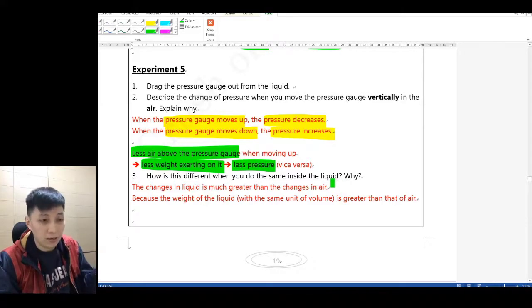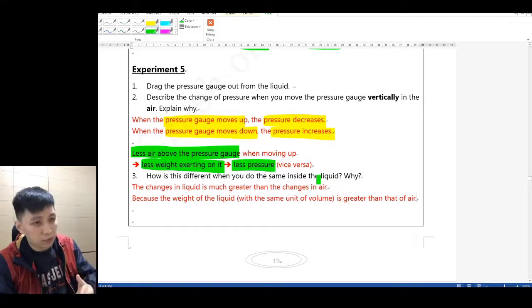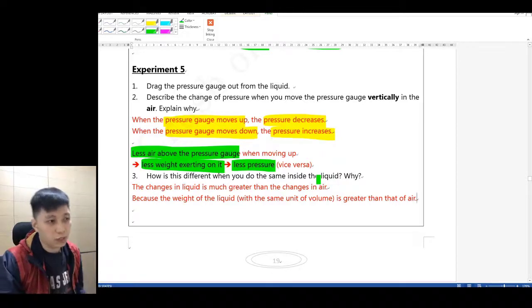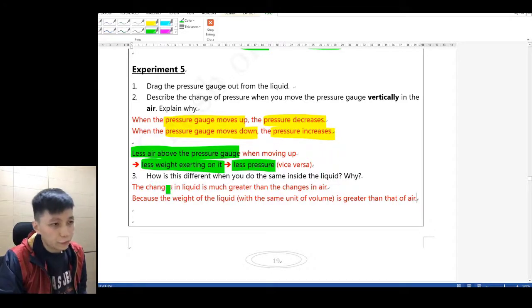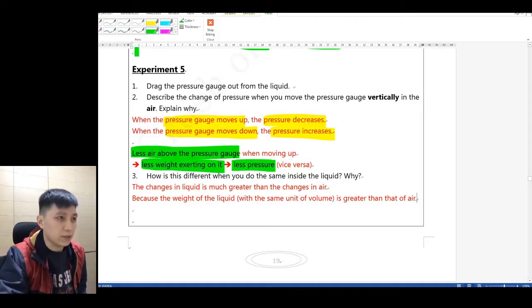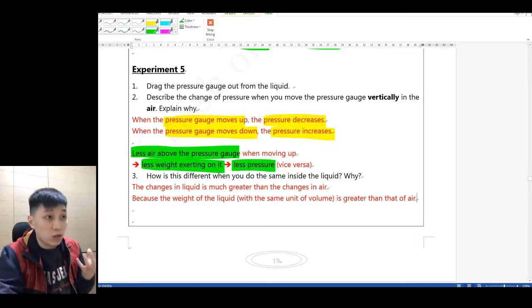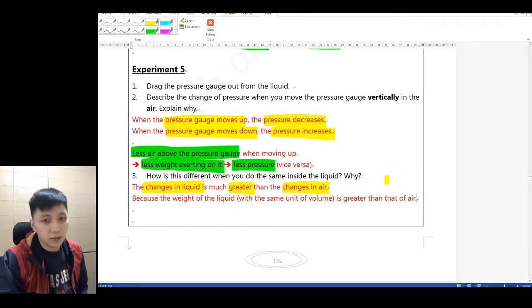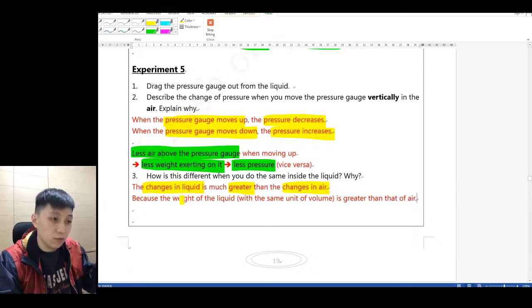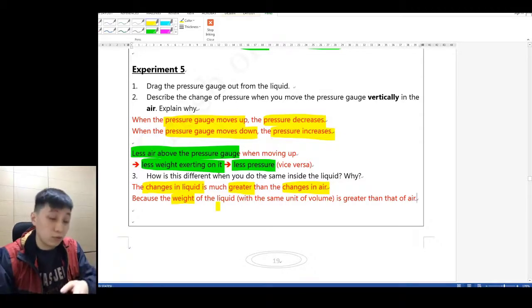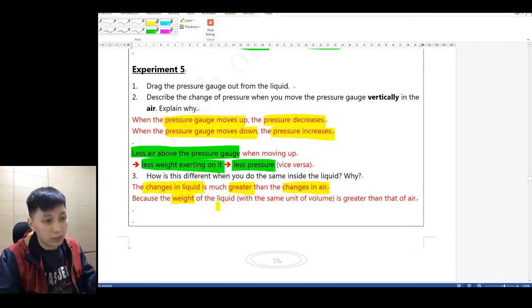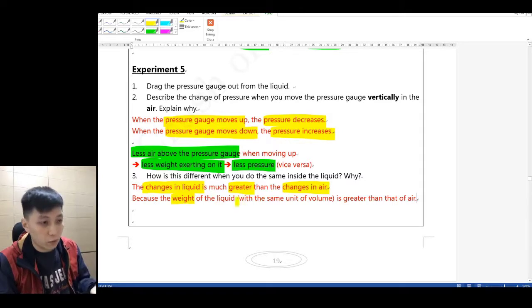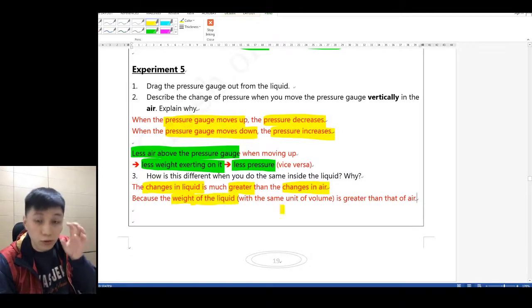Okay, so the same idea will apply in the opposite way when you move down the pressure gauge. Question 3 is asking you how it is different when you move inside the liquid. As we observe, the change in the liquid is much greater than that in the air. That is because of the weight, or the density, of course. The weight is also due to the density. The density of the liquid is much greater, and therefore the weight of the liquid per unit volume.